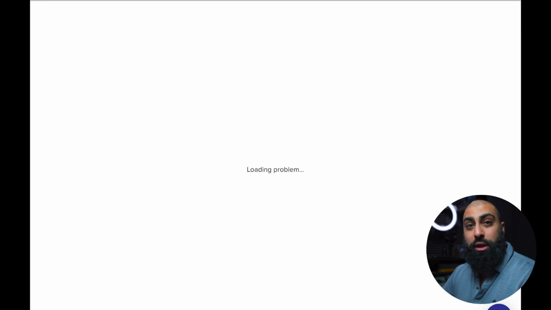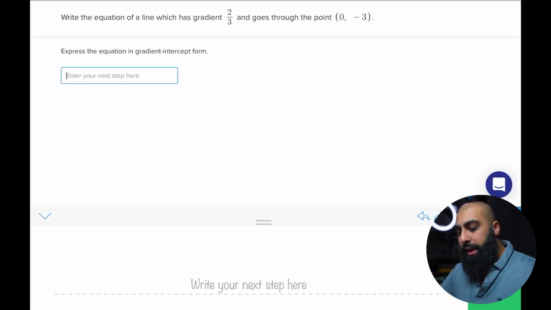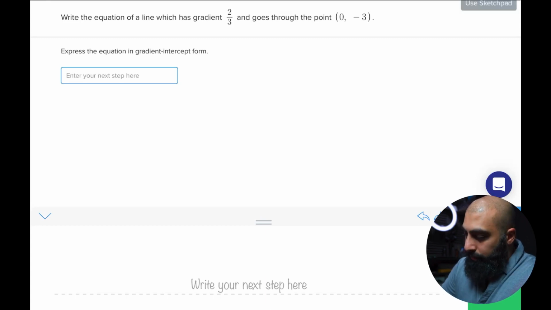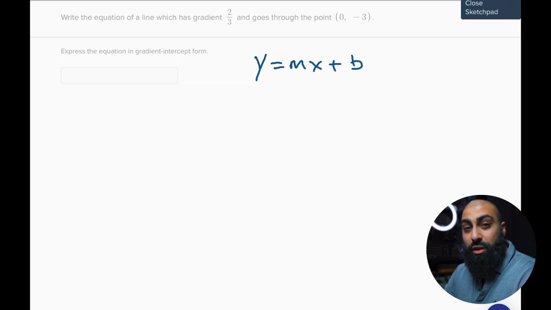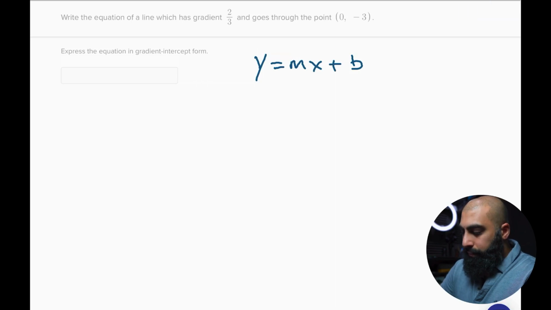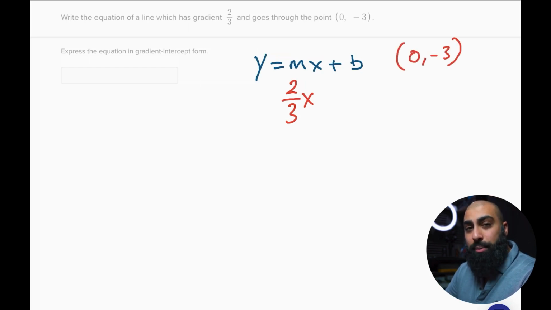Okay, question 2 is locked and loaded. Let's have a look at this. It says, write the equation of a line which has gradient 2/3 and goes through the point 0, minus 3. So remember, y is equal to mx plus, let's just call it b for now, because I know the next question is going to go on to saying y equals mx plus b, so I'm going to stick with that. So we know here, my gradient is 2/3, because they told me that, and it passes through the point 0, minus 3. At the y-intercept, x is always 0.